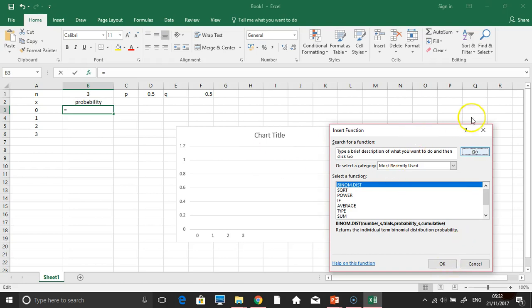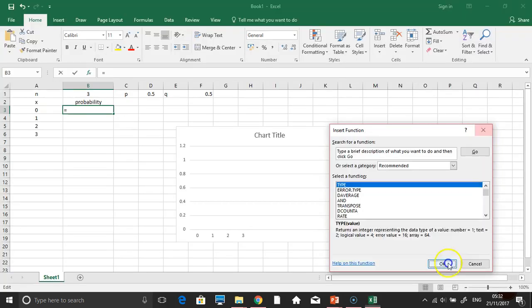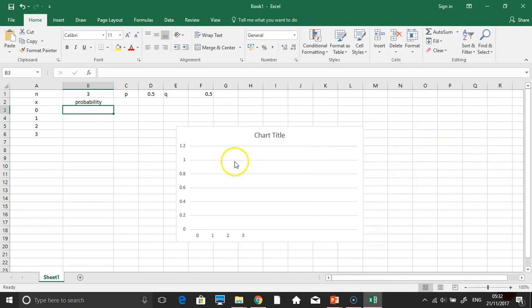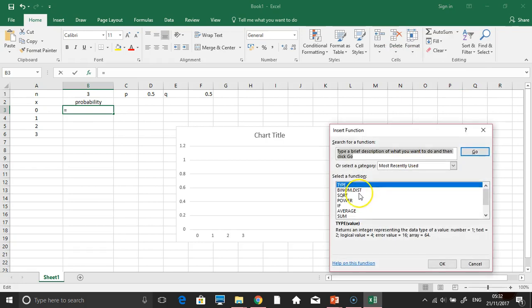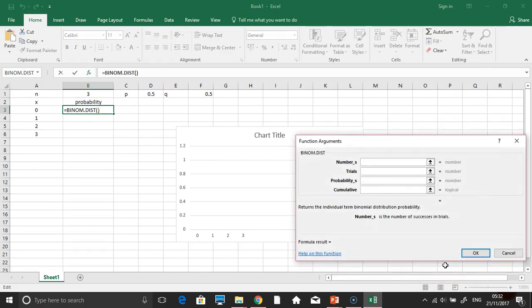Let's do that again. So I go here, and I go to more functions, and I go to binom. There it is, and I click OK. And it comes up with this.